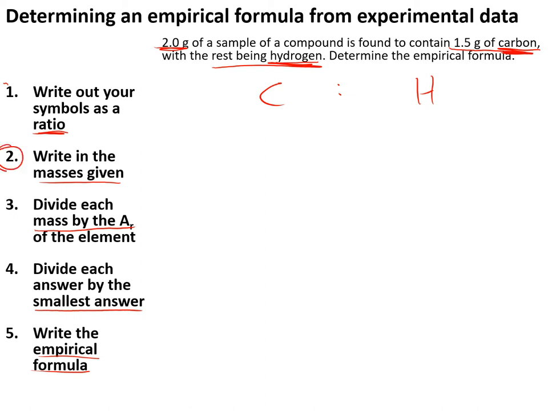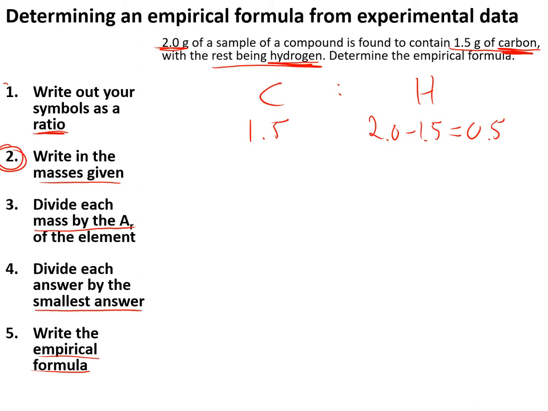So step 2 now. Carbon's easy. It tells us it's 1.5 grams. Okay. But for hydrogen, it's a little more complicated because it doesn't tell us the number. It just says the rest of it is hydrogen. So if 2 grams was the whole sample and 1.5 grams is carbon, the hydrogen is going to be 2.0 minus 1.5, which equals 0.5. Sometimes the questions will give you both the masses straight up, and sometimes you will have to work one out. So we've gone for a more difficult one here, just so you can see how that would work.